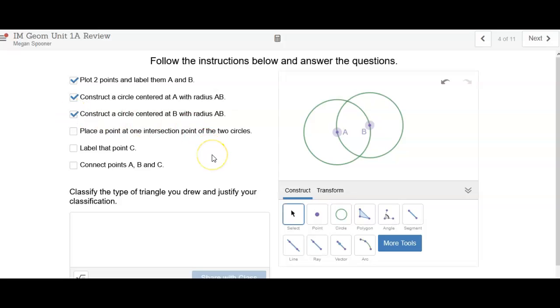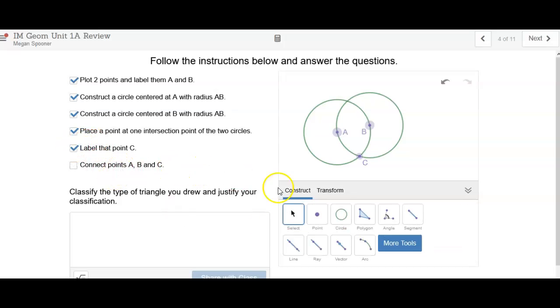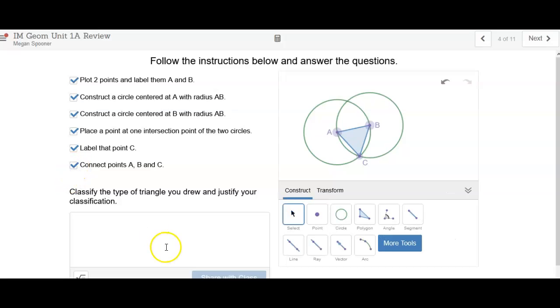Place a point at one intersection point of the two circles. So it doesn't matter whether I put my point here or whether I put my point down here. You can put it either place. And then we are going to label that point C. So when we click on that, we're going to label it. It turns into C. And then we're going to connect points A, B, and C. So if we use the polygon tool, that might be the best way, because then you can see it a little bit better. And we drew a triangle, and the type of triangle that we drew is an equilateral triangle.